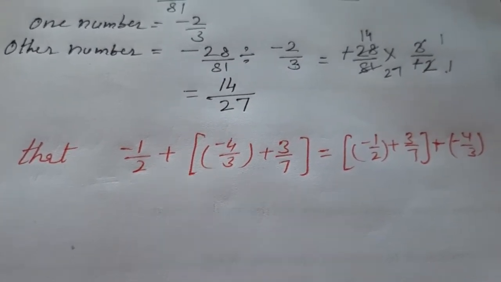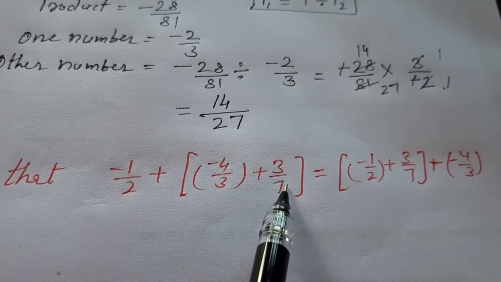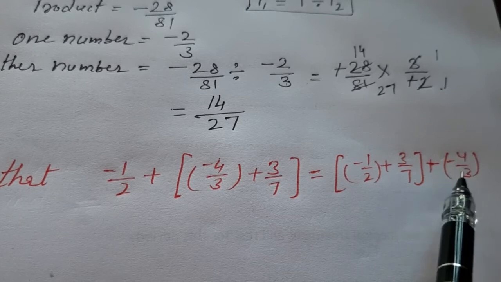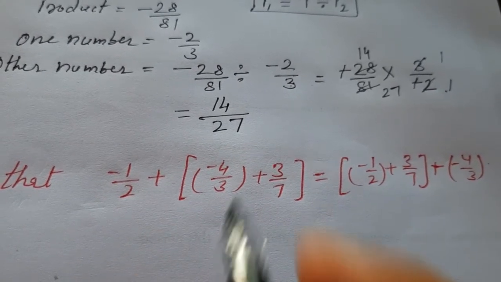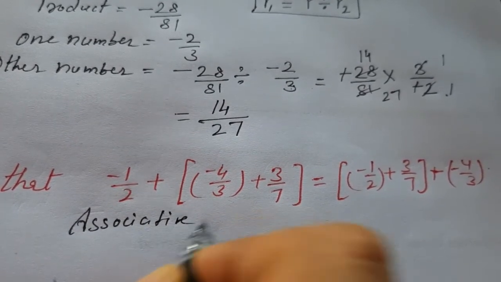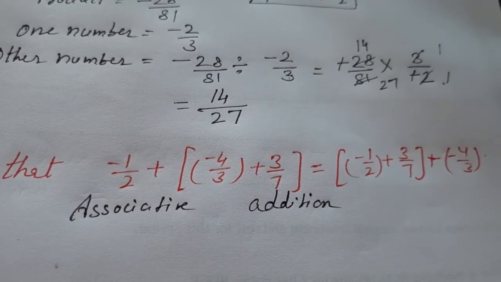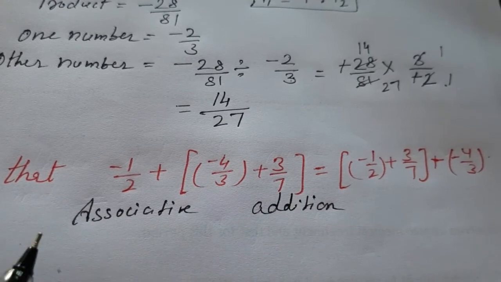Next is verify that minus half plus (minus 4 by 3 plus 3 by 7) within bracket is equal to (minus half plus 3 by 7) within bracket plus minus 4 by 3. Now here we have to verify the associative property of addition. Associative property of addition. So first of all, we will solve the bracket in the left hand side.